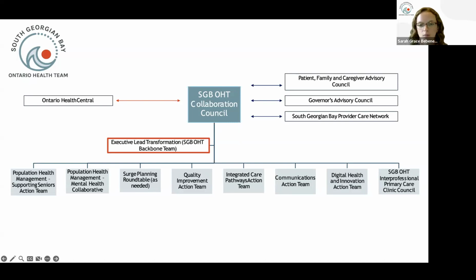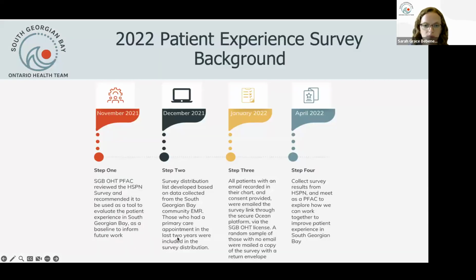Our Ontario Health team was part of cohort 2 of OHTs across Ontario. We are relatively small. We have about a 65,000 patient population, and we primarily cover the areas of Collingwood, Wasaga Beach, Clearview, and a little bit in the Blue Mountains as well, bordering with the Grey Bruce Ontario Health team. You can go to the next slide, please.